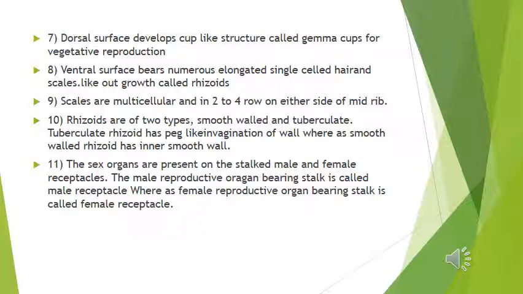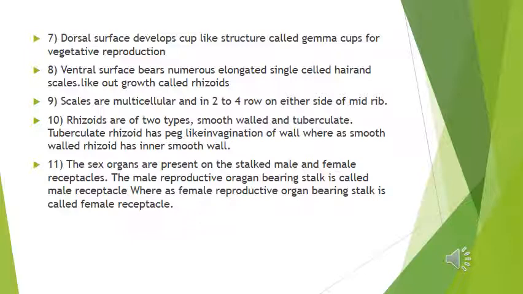The function of absorption is mainly performed by tuberculate rhizoids. The scales are multicellular and one cell in thickness. They are usually violet in color due to the presence of anthocyanin pigments in the cytoplasm. The scales are arranged in two rows on either side of the midrib, but in Marchantia polymorpha there are 3 or 4 rows on either side of the midrib.